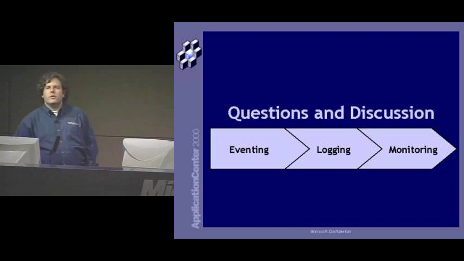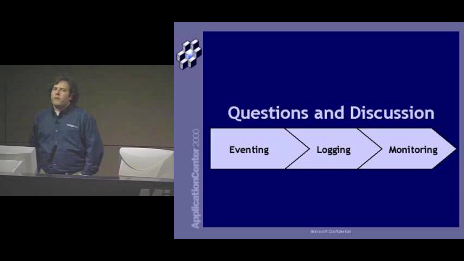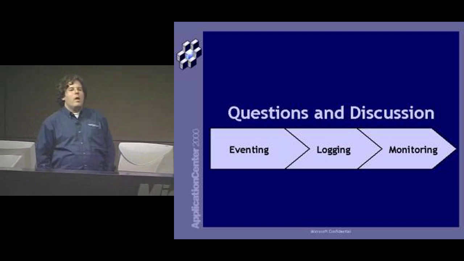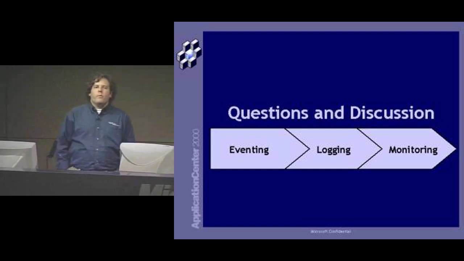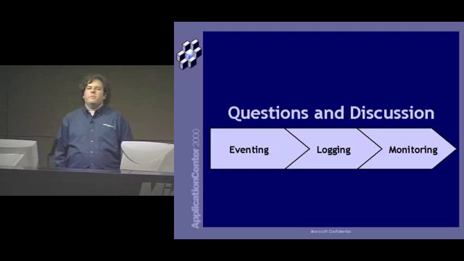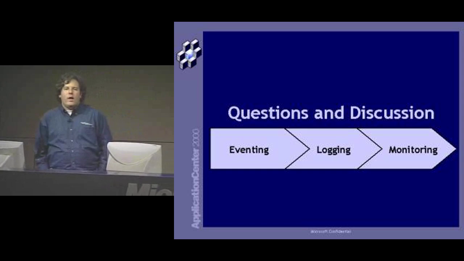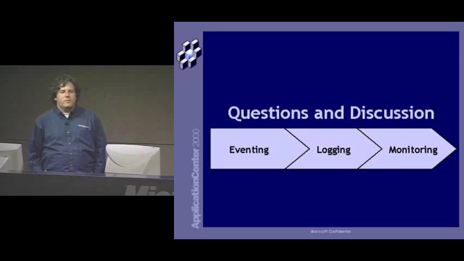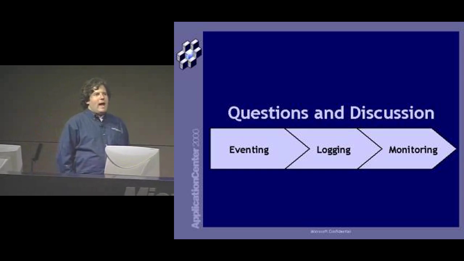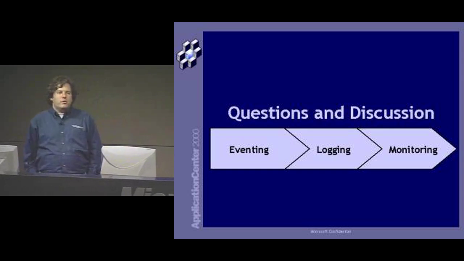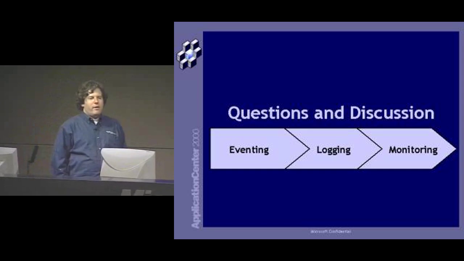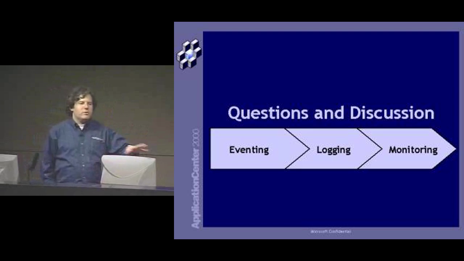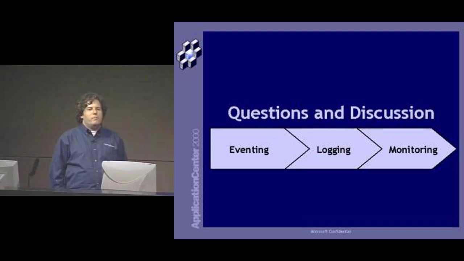Okay, so the question is, how can I add perf counters that are not part of the system? There are two issues here. One is how we would log perf counters in AppCenter. The second is how you would monitor them in WMI. As far as AppCenter goes, all you need to do is provide the PDH path to your counter, which is just object name and counter name. So as long as it's registered with the system, we can pick it up.